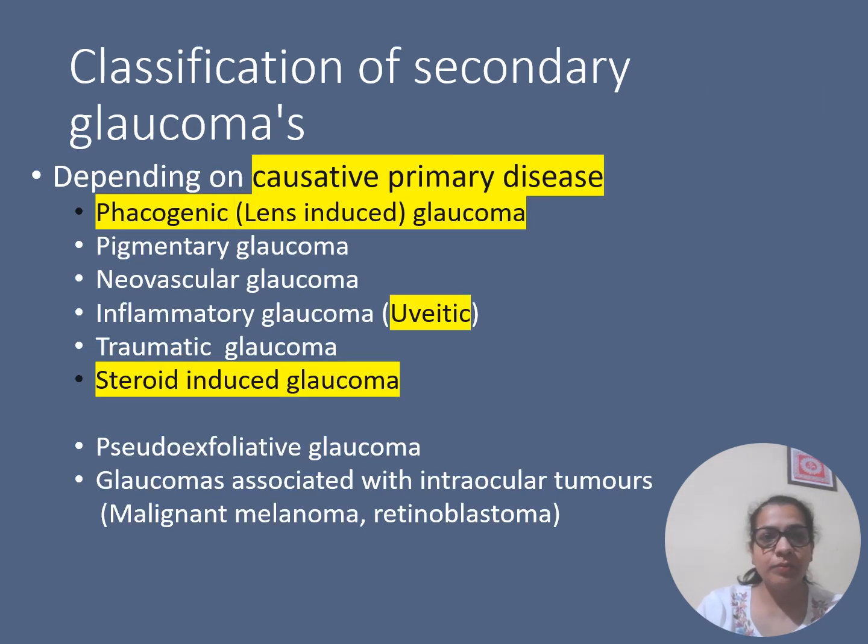Or it can also be classified depending upon the primary disease, that is, it can be phacogenic, that is lens induced glaucoma. It can be pigmentary glaucoma, neovascular glaucoma, inflammatory glaucoma, that is post-uveitic, traumatic glaucoma, steroid induced glaucoma, pseudoexfoliation glaucoma, or glaucoma associated with intraocular tumors like malignant melanoma or retinoblastoma.